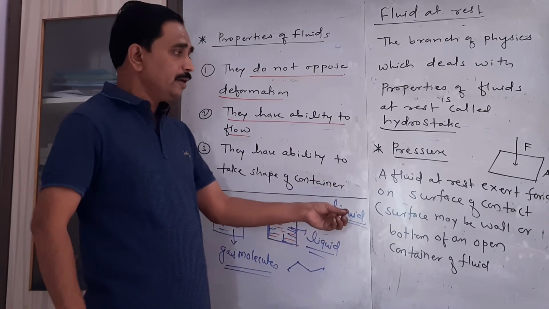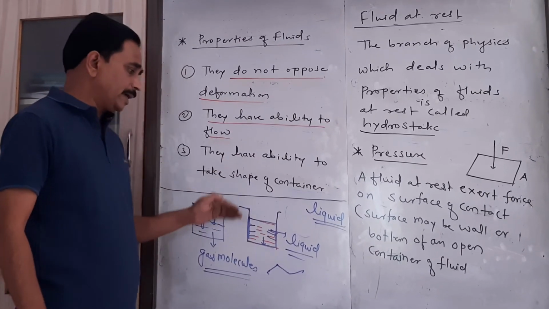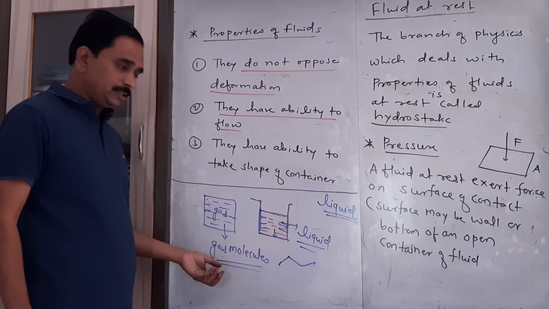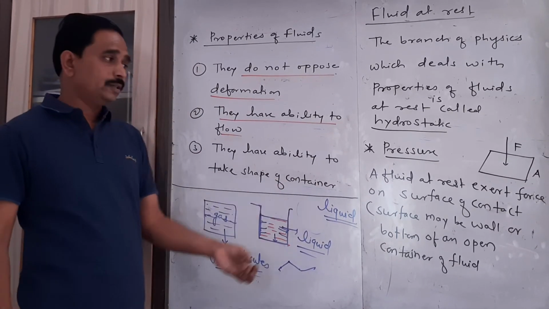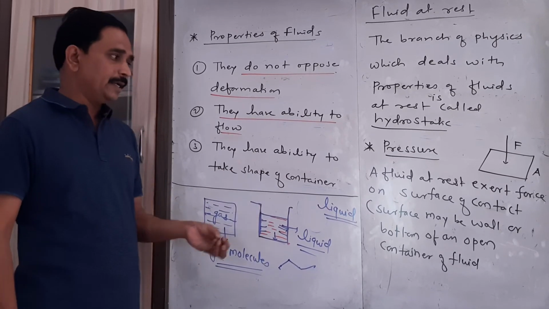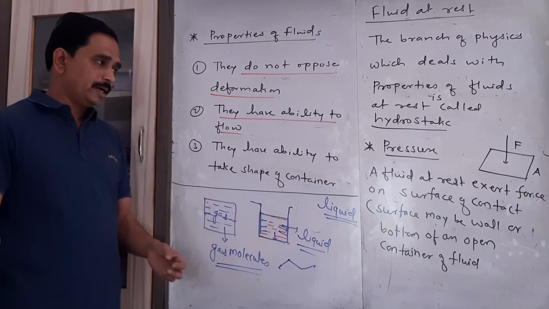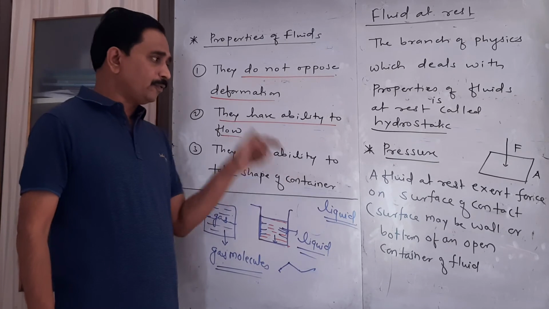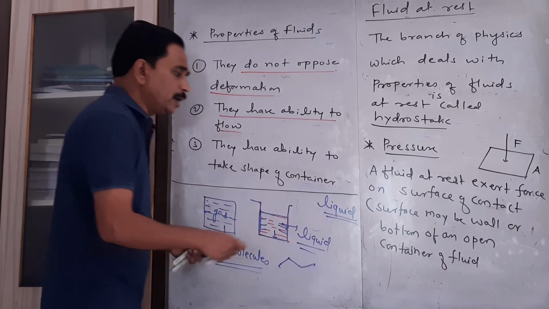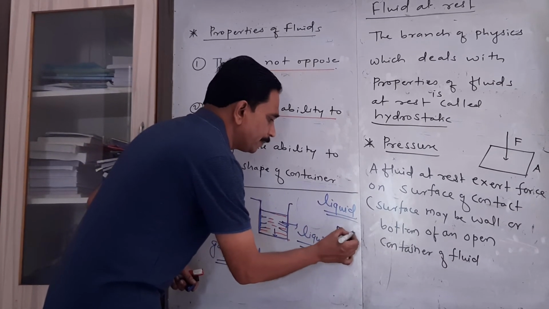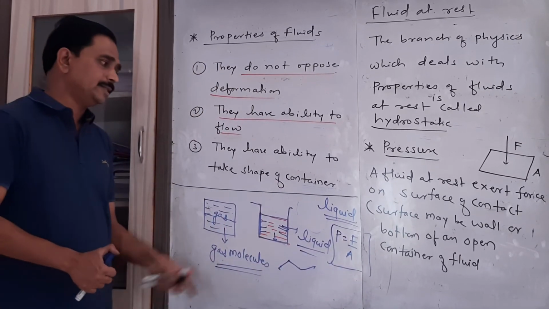Now here we have to consider the concept of pressure. How can pressure be created by fluids, that is the liquid and gas molecules? A fluid at rest exerts force on the surface of contact. That surface may be a wall or the bottom of an open container of the fluid. The force exerted by the liquid molecules normally on a particular surface area, that force acting per unit surface area is called the pressure.